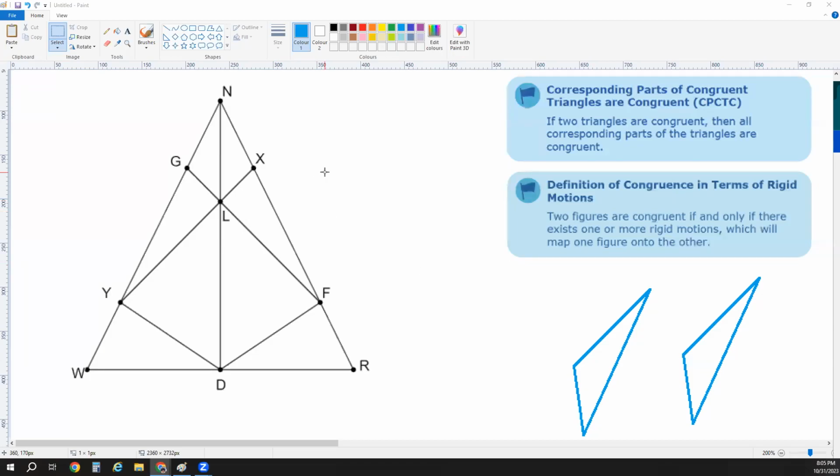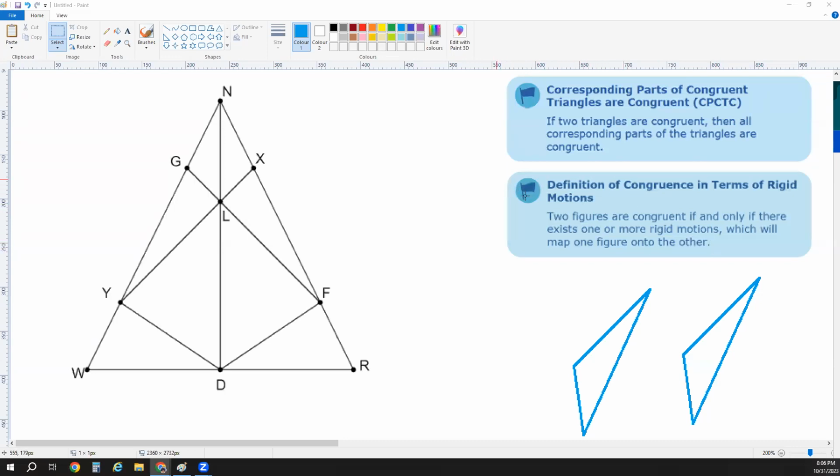All right, so we're getting into section 5.4, and this section is all about exploring the corresponding parts of congruent triangles and how they are congruent. After this lesson, you should be able to relate congruence in terms of rigid motions, identify the corresponding parts of congruent triangles, and then use the corresponding parts of congruent triangles to write congruence statements.